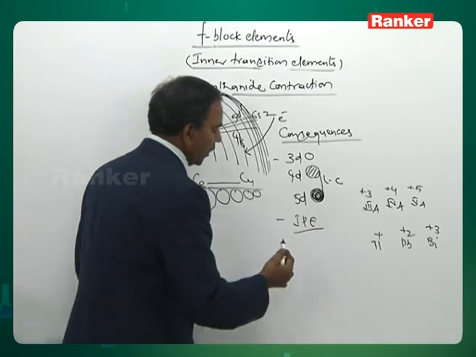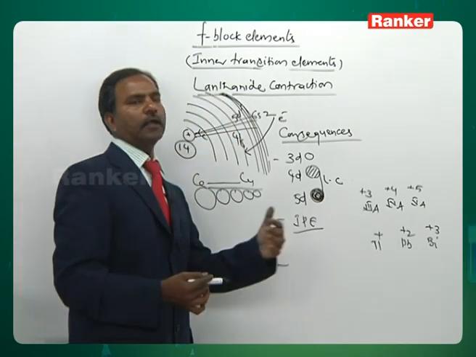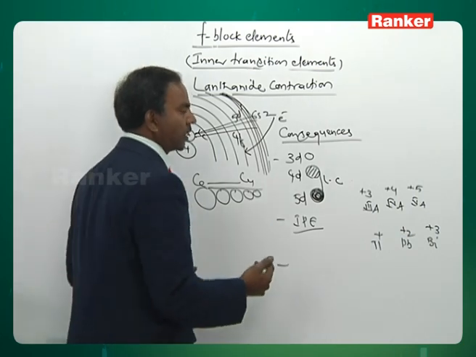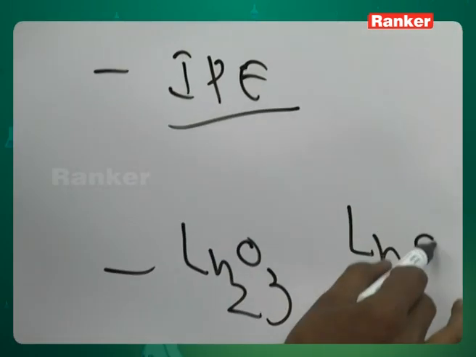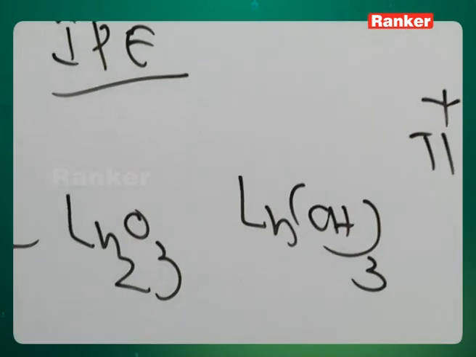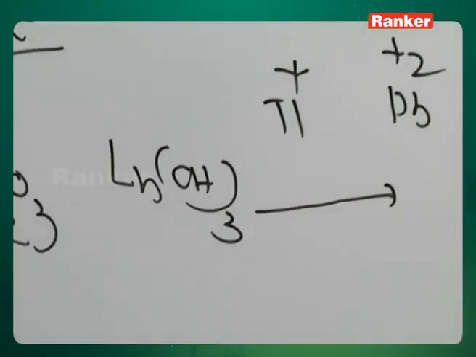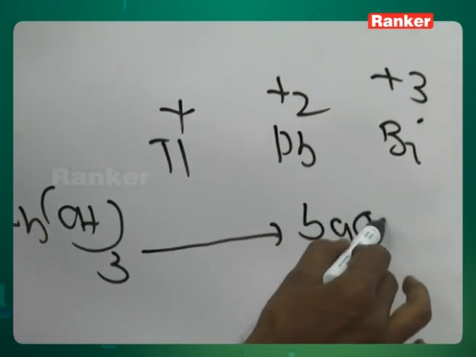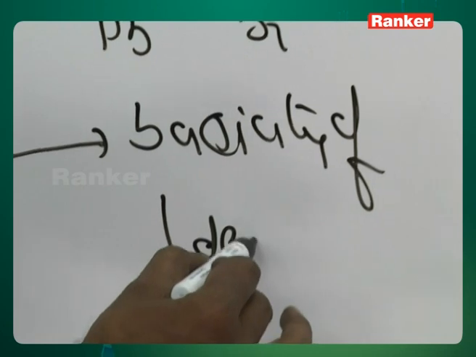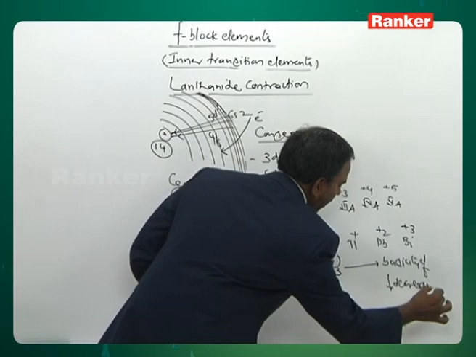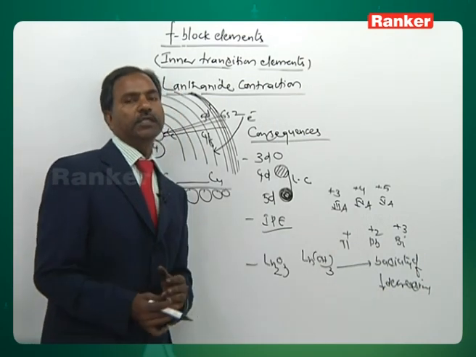Next. As we are saying, atomic and ionic sizes are gradually decreasing. When there is a decrease in atomic and ionic sizes, we can see that, whether you consider lanthanide oxides or lanthanide hydroxides, from left to right the basicity is decreasing. From left to right, the basicity of lanthanide oxides and hydroxides gradually decreases.